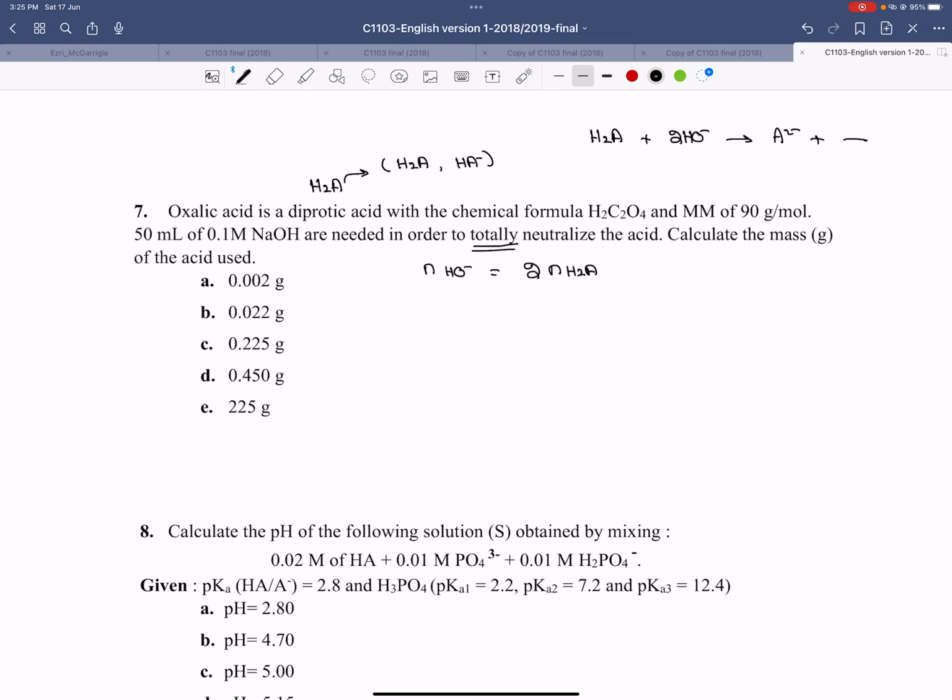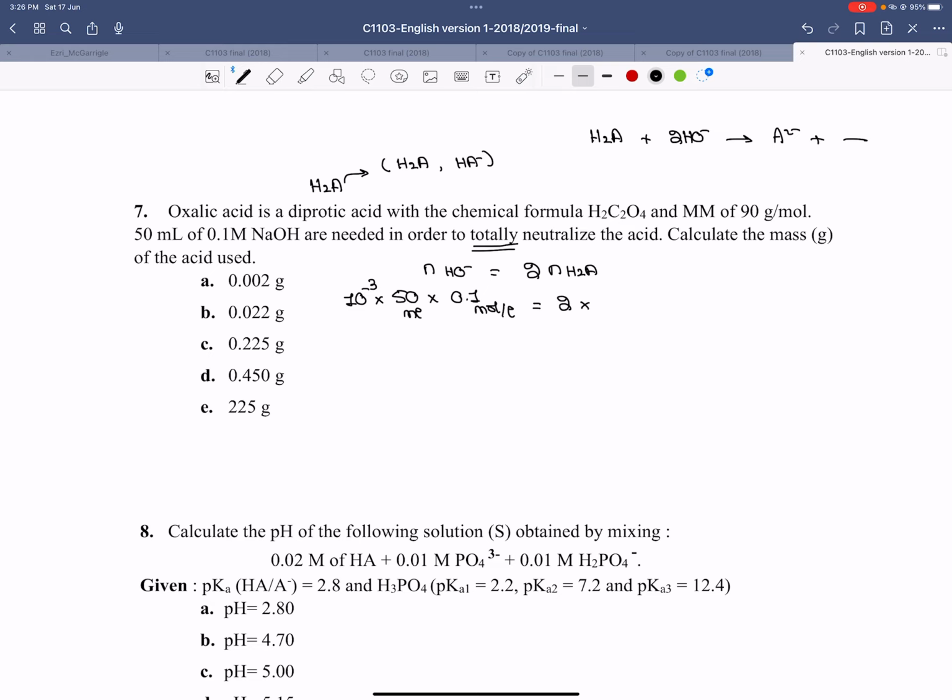So what is the moles of HO minus? It's the mole per liter. I'm not going to switch out the units now. You already know you cannot cancel units unless you change them. So let's change the milliliters so that no one makes any mistake. And that's equal to 2 times the moles of H2A.